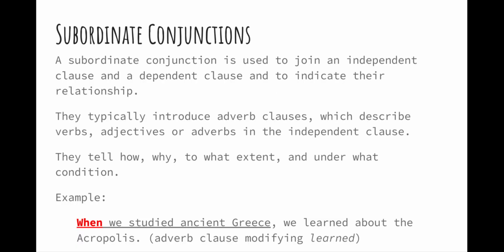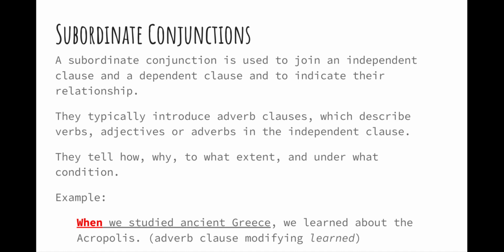So a subordinate conjunction is a conjunction that joins an independent clause and a dependent clause, and it indicates their relationship. What does that mean? That means whichever conjunction you pick gives you information about why those two clauses go together. Typically, we see these subordinate conjunctions at the beginning of an adverb clause. It introduces an adverb clause. So when we were studying adverb clauses, we used these to help us find them.